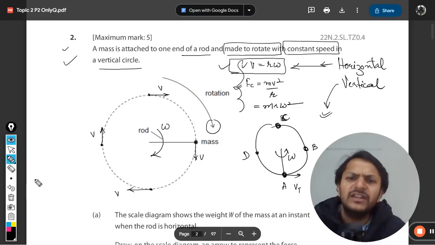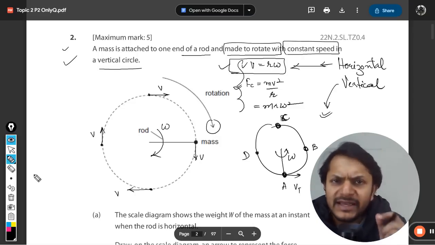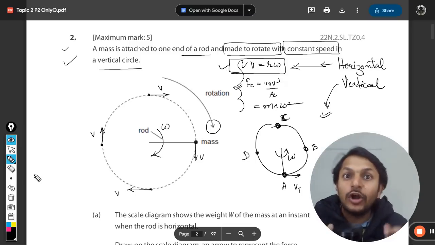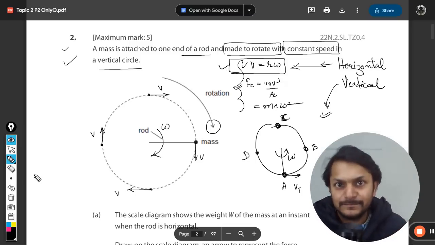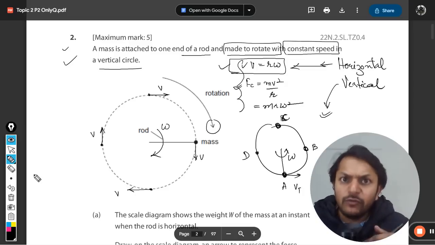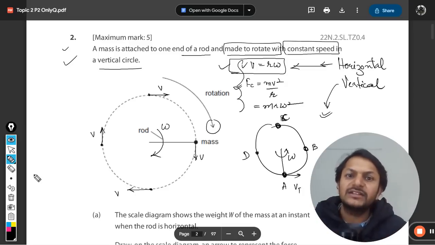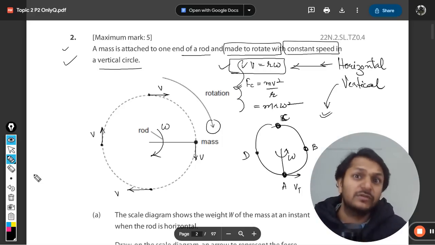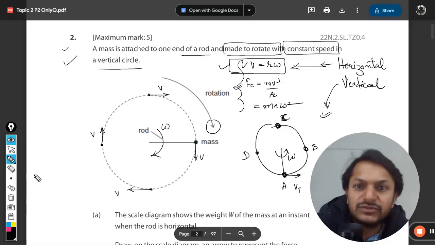So be very, very careful at this point. IB plays this game many times. They call it a vertical circle, but it's not a proper vertical circle. Okay, so be very careful. In the questions that I have uploaded for paper one, I have completely explained what a vertical circle is. There is one video in which I have given you the complete theory about the vertical circle also. Please try to find that video and see it.